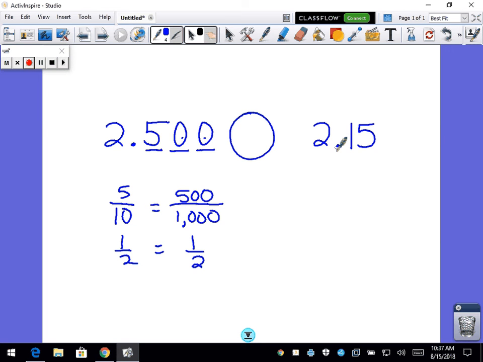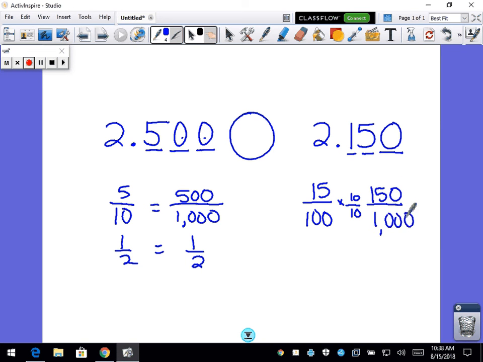Now on this side, past the decimal, I have 2 places. So I just need to add one more place and put a 0. Because 15 hundredths is the same thing, exact same amount of stuff as 150 thousandths. So I can just add a 0 and keep the value the same.